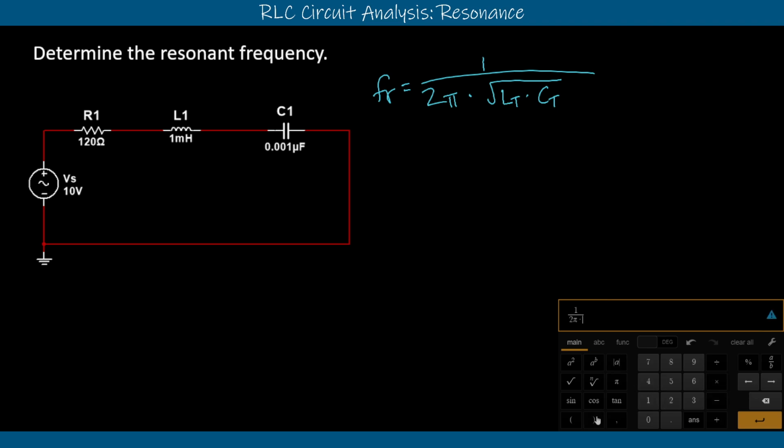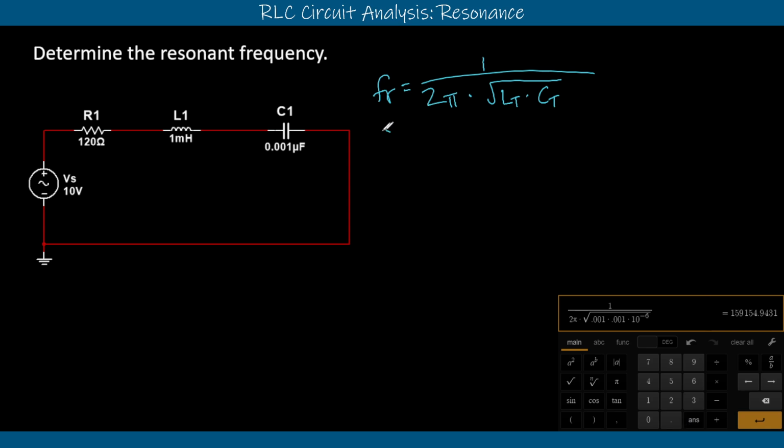times the square root of our inductor, which is 0.001, that's our henry's value, multiplied by our really small other value, 0.001 times 10 to the negative, and that's in micro, so we'll put a 6 there. And that is our resonance frequency.